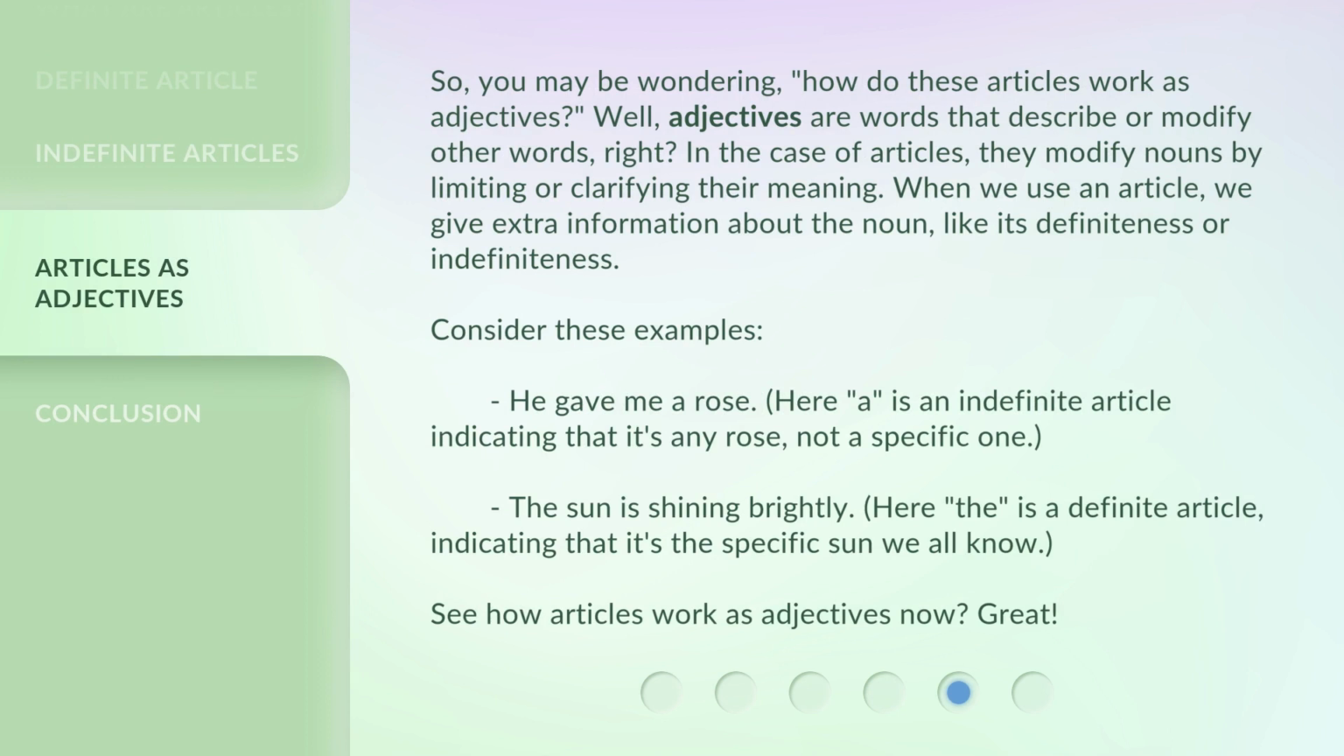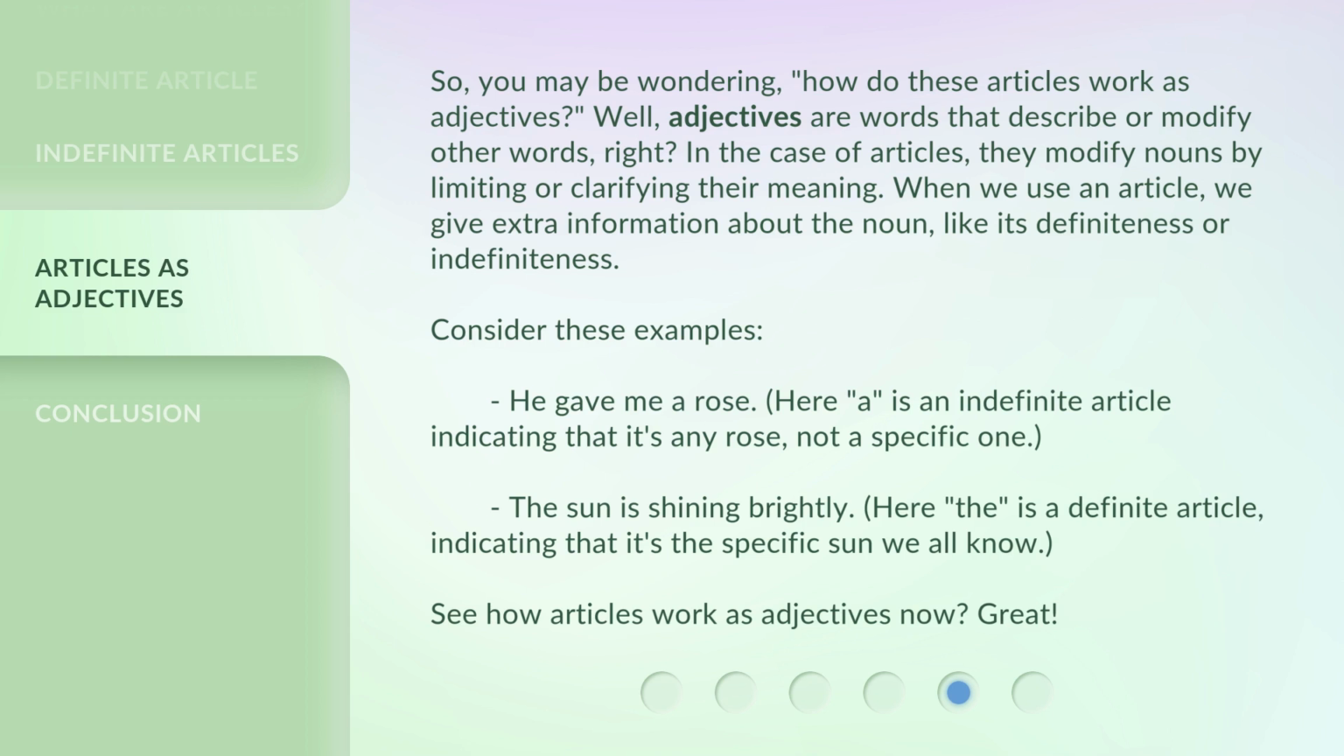So, you may be wondering, how do these articles work as adjectives? Well, adjectives are words that describe or modify other words, right? In the case of articles, they modify nouns by limiting or clarifying their meaning. When we use an article, we give extra information about the noun, like its definiteness or indefiniteness.